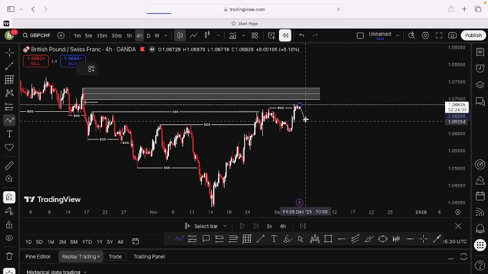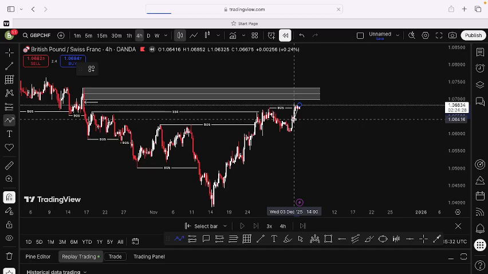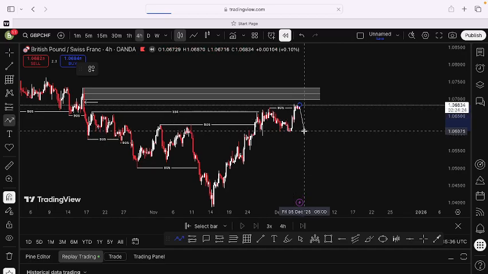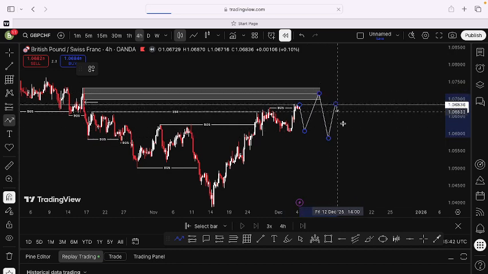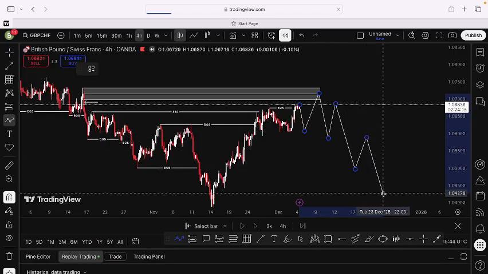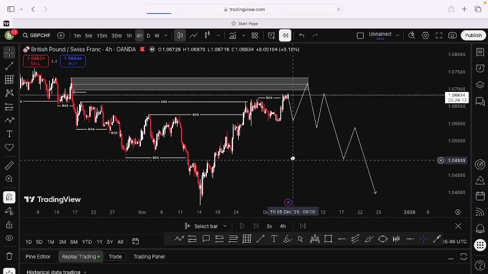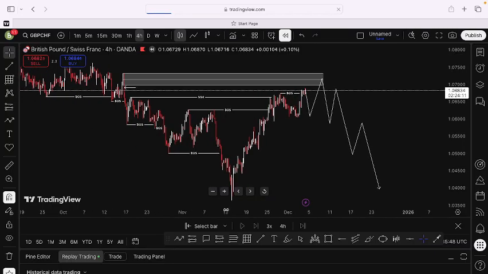Let's say maybe we pull back down into this area of demand, or this area of demand, just because it also has imbalance. So let's say maybe we tap into it, then we start buying, tap into this area, then we get a change of character, then we start selling into this market, just like that. So this is the anticipation that I have on these markets here.